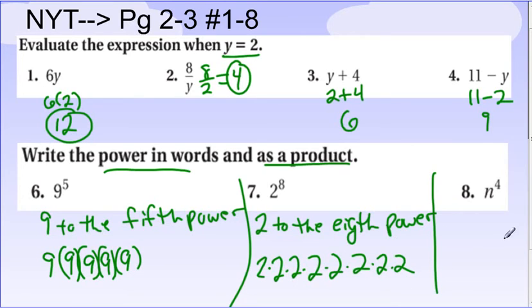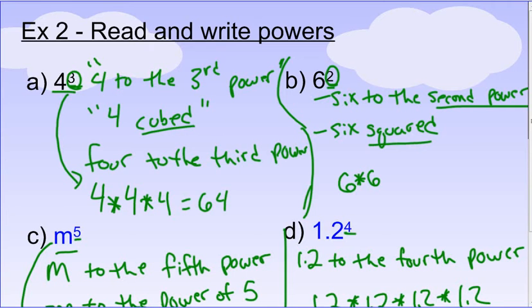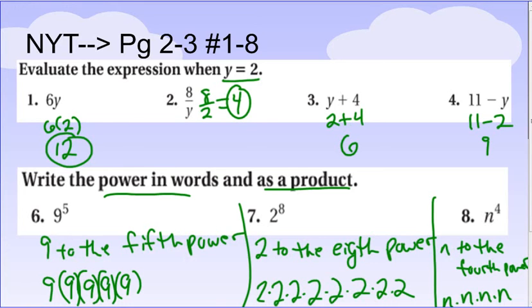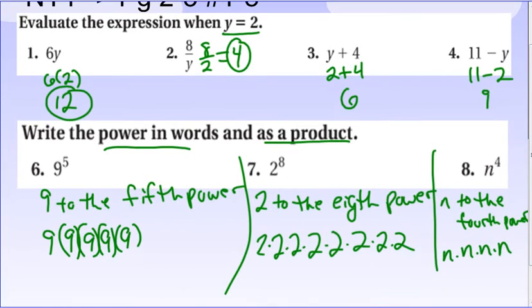And lastly, number 8 would be n to the 4th power. And as a product, as a multiplication, we write it out. N times n times n times n. Oops. Sorry about that, hit the wrong button. Alright, so that is reading and writing powers.